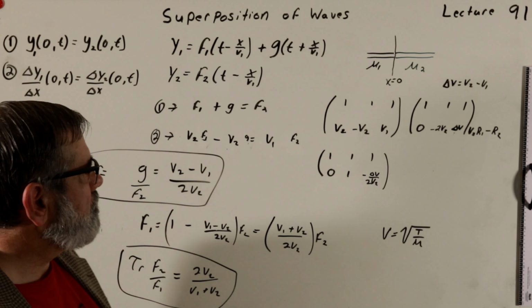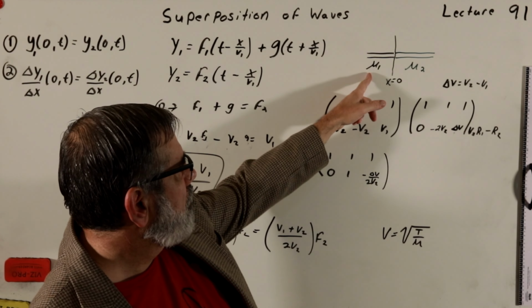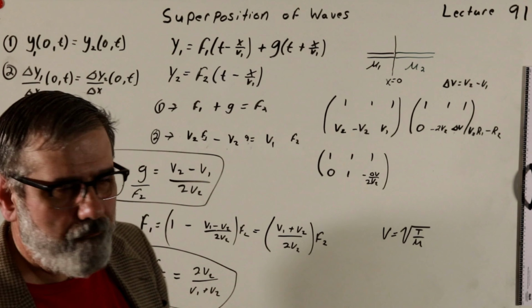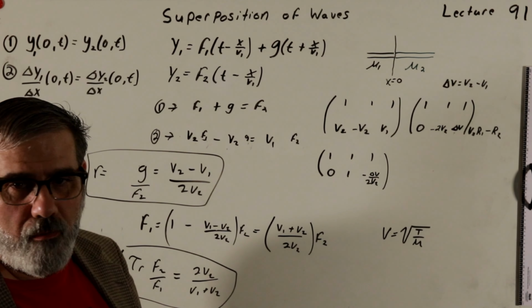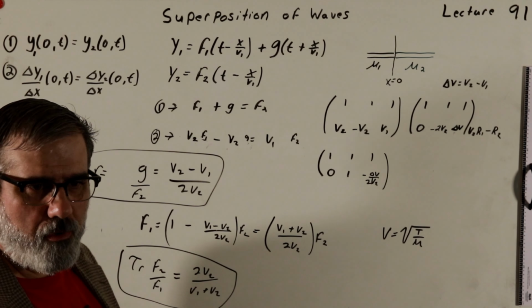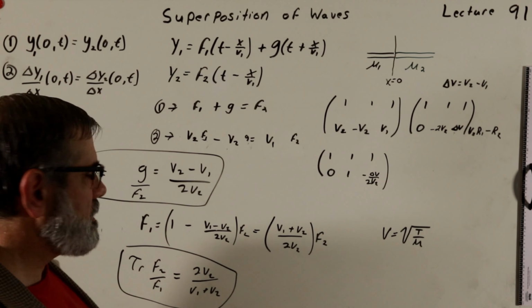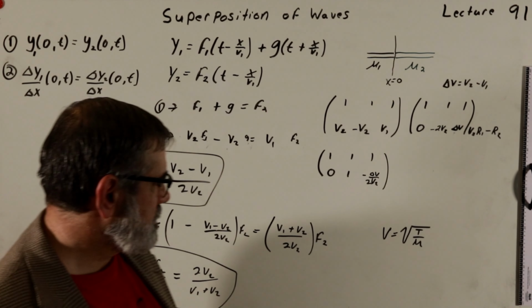If we let mu1 be bigger than mu2, then we can see that V2 will be greater than V1, which means we'll have a positive reflection. So you can see all of this behavior in the transmission and reflection coefficients. That's all I wanted to say about that.